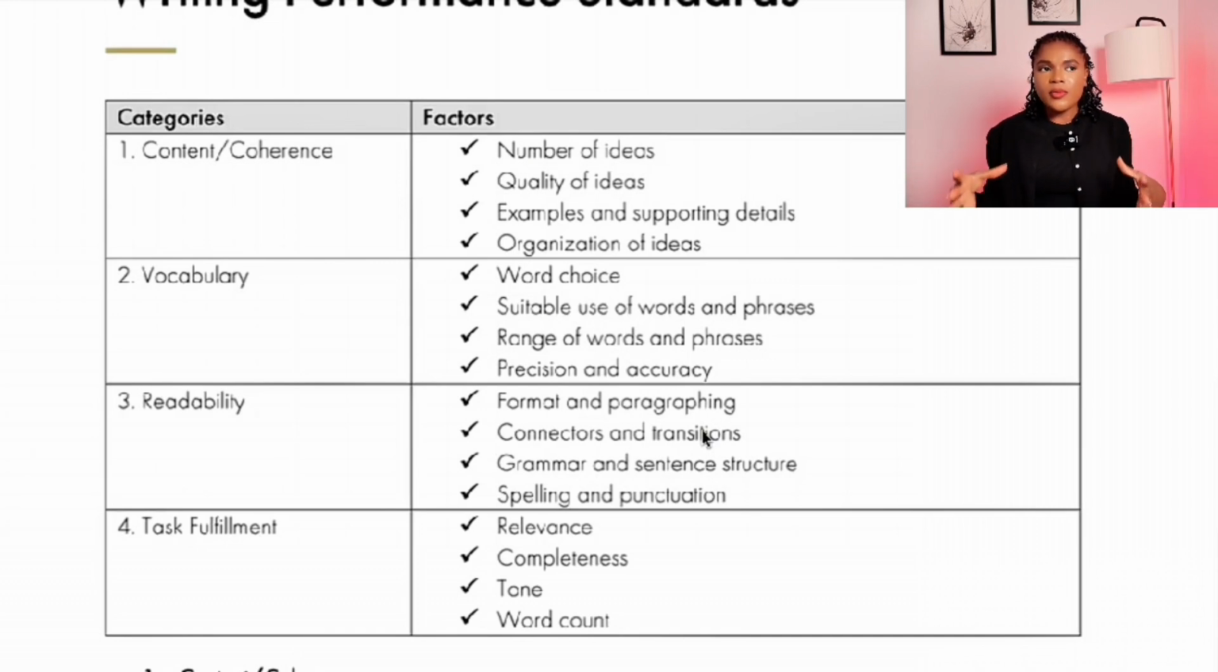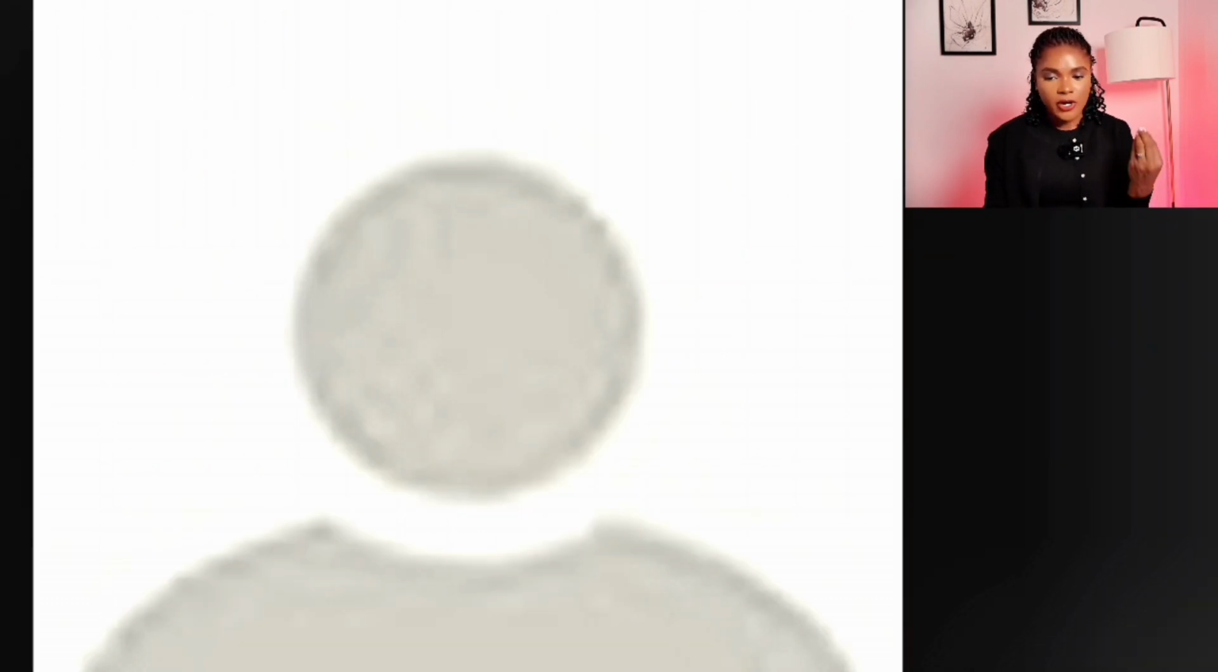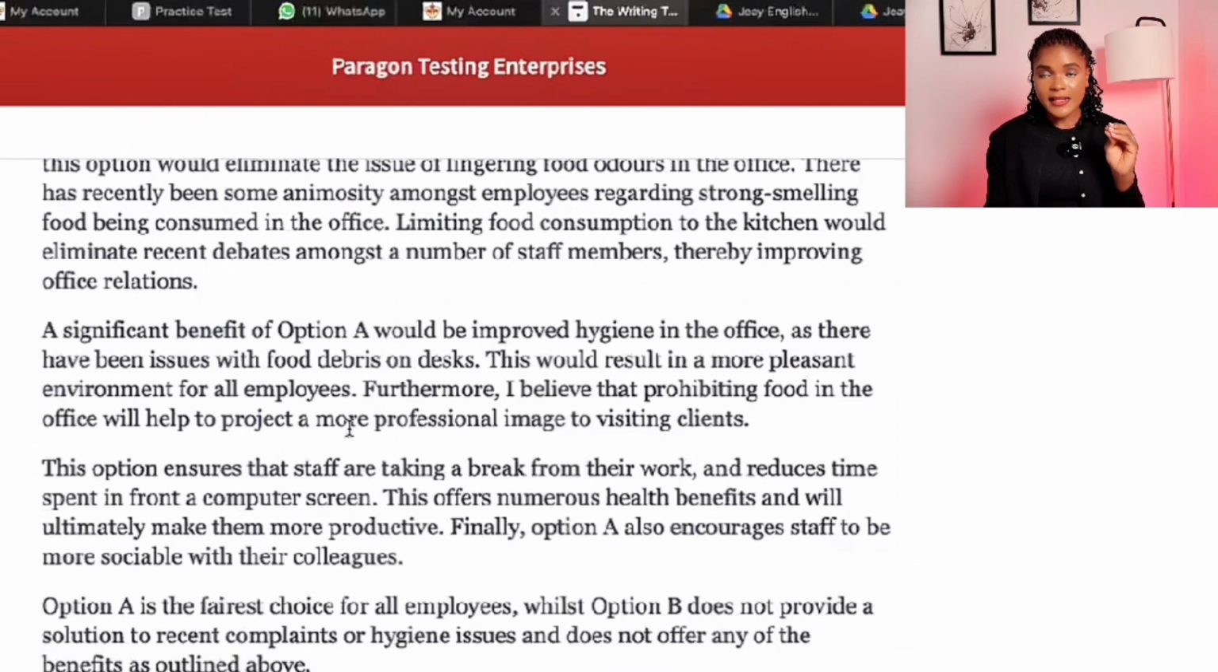You know that the CELPIP writing is strictly computer based. There is no pen and paper version. So how your work appears on the screen matters a lot. It's very, very important how your work appears on the screen. I'm going to show you an example of how your work should appear on the screen using a level 12 test taker's response.